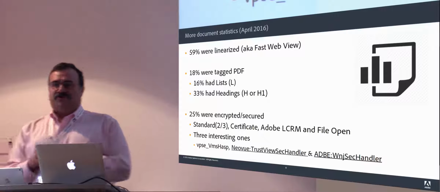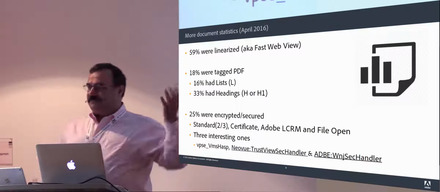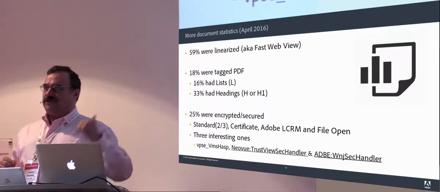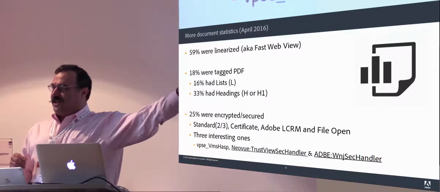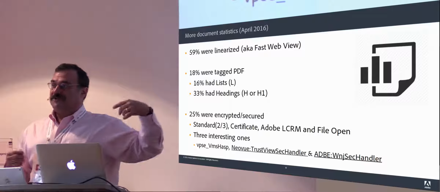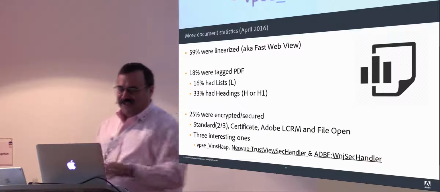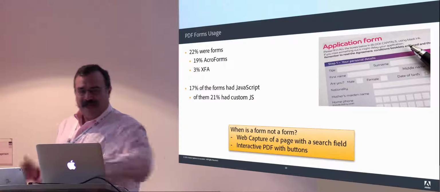The second one is interesting because it tells me that whoever WNJ sec is didn't bother to modify the sample code they used to create their product, because they used ADBE, which is Adobe's identifier, and it's clearly not from us. So, interesting things you learn looking at data. I thought that was funny and thought I would show it.